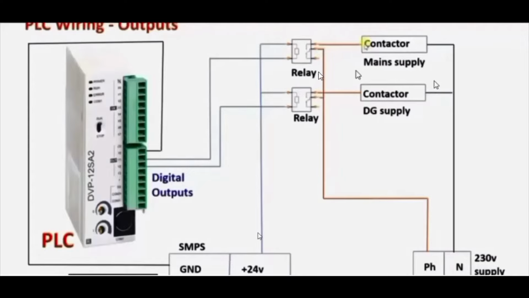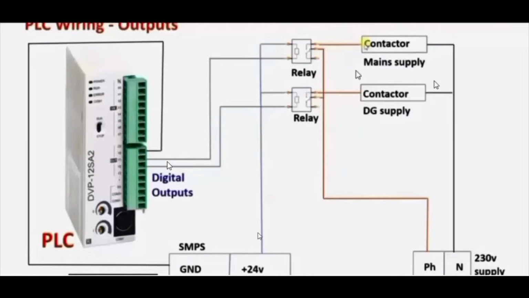Now let us understand the output wiring of these relays. First of all, the common of each relay we connect to the 230 volt phase supply here. The NO terminal of the first relay we will connect to the A1 terminal of the main contactor, and similarly the NO terminal of the second relay will connect to the A1 terminal of the DG supply contactor. The other terminal of each contactor will connect to the neutral supply.